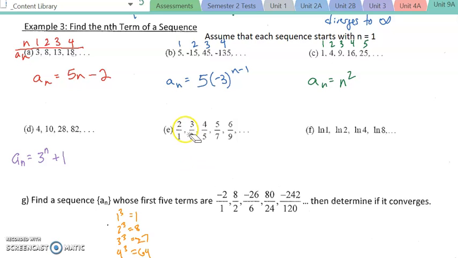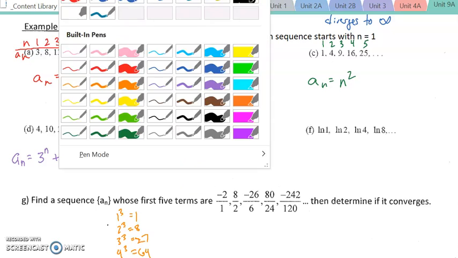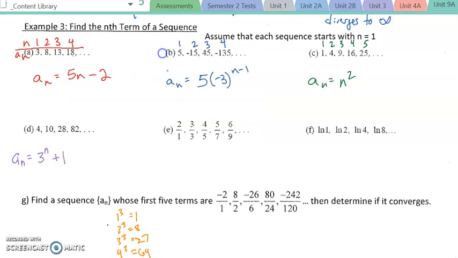When we have a fraction, like a sequence of fractions we have here, we want to, oftentimes at least, consider the numerator and the denominator as distinct sequences. So let's think about a sub n as being one sequence over another sequence. Well, if n equals 1, our numerator is 2.